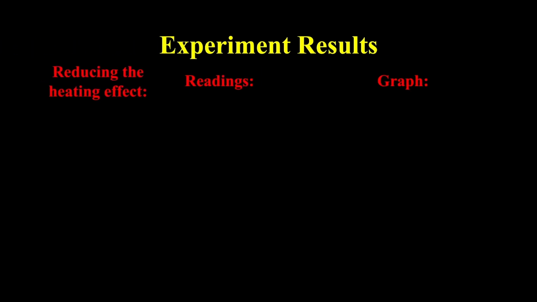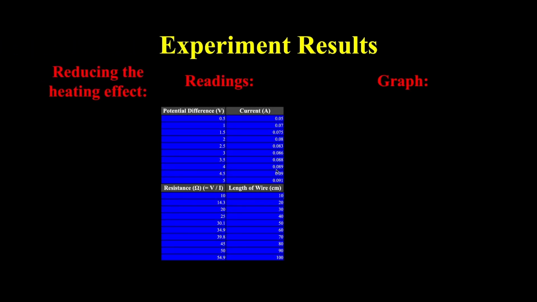We can now use the experiment results for the potential difference and the current to find the resistance of each reading by dividing the potential difference by the current. So for example, for the first reading here, we have 0.5 divided by 0.05, and that gives us 10 ohms. So 0.5 volts divided by 0.05 amps gives us 10 ohms. Another example is 2.5 volts divided by around 0.083 amps, and that gives us 30.1 ohms.